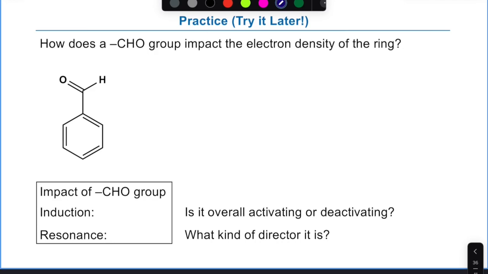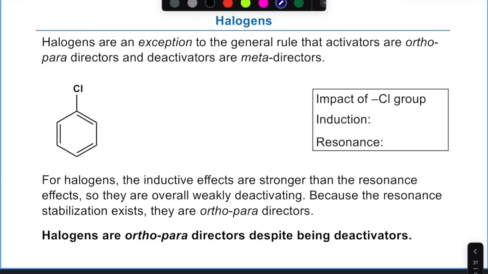The one we'll talk about here is halogens. Halogens are an exception to the rule because in chemistry you really can't have a rule without having many exceptions to it. So these ones are deactivators because they are electronegative, so they're slowly pulling out electron density from the ring, but if you draw a resonance form for it, you can actually put a negative charge on the ortho-para positions.